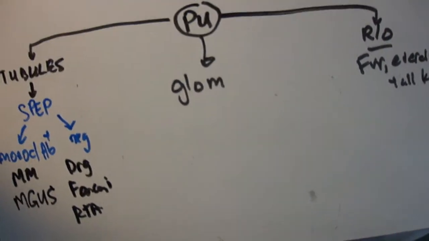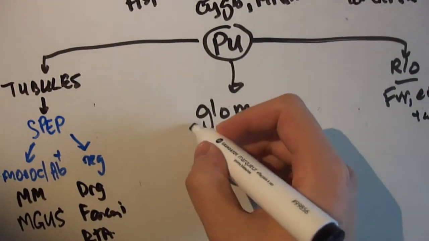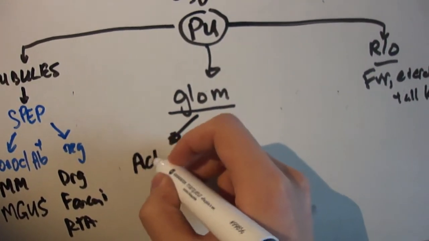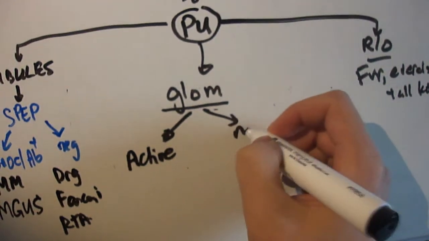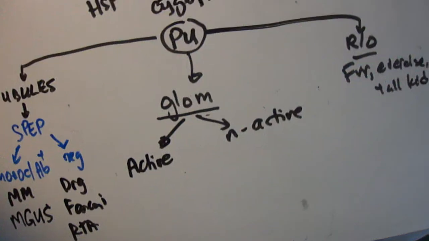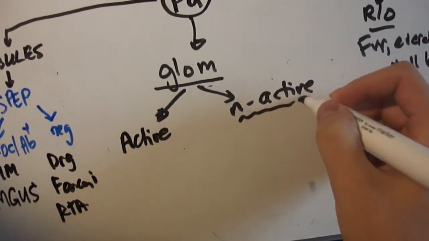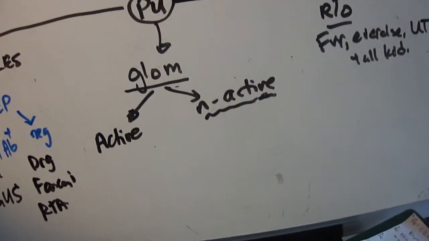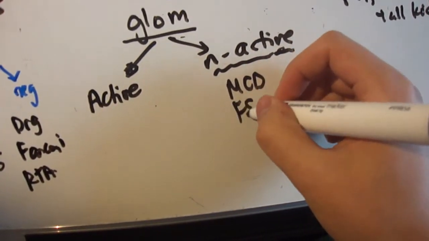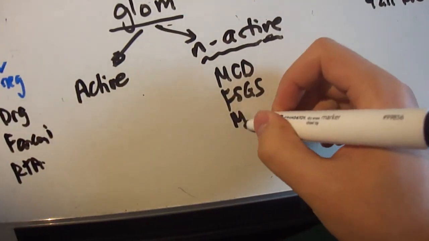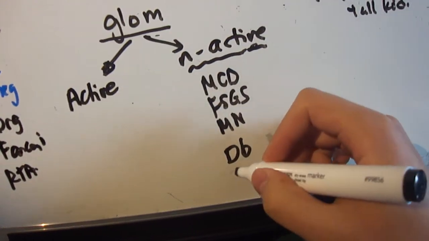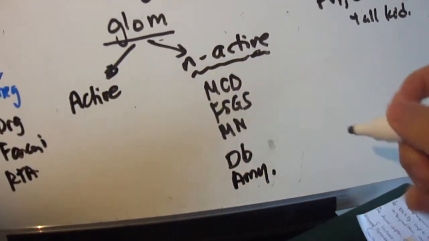Now let's look at the glomerular stuff. So the glomerular proteinuria is either active or it's non-active. So there are 5 causes of non-active glomerular proteinuria, and they are MCD, FSGS, membranous nephropathy, and the secondary causes like diabetic nephropathy and amyloidosis.